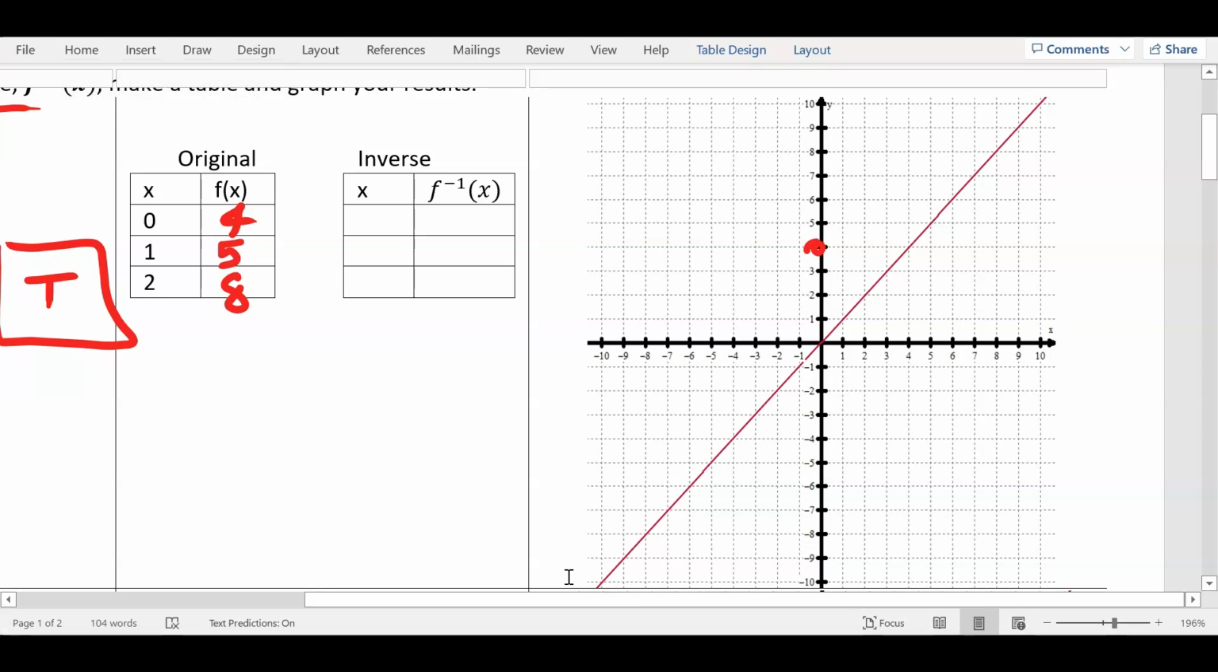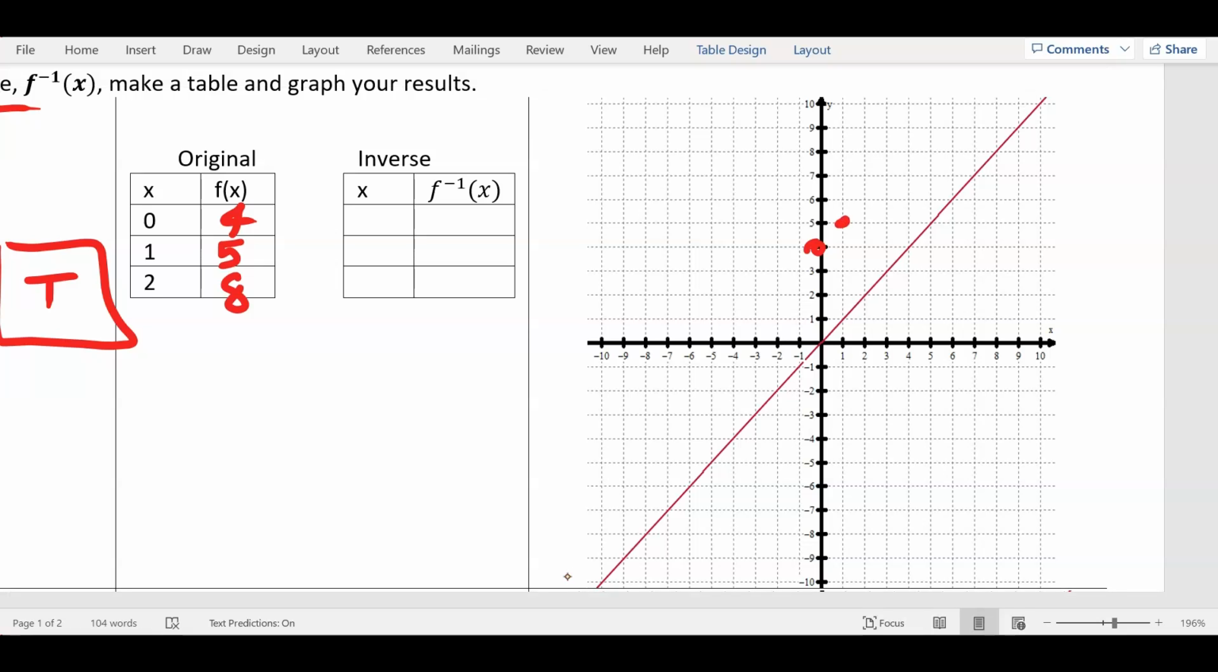All right, so 1, 5, put a point there. And then 2, 8, put a point there. Does everyone have those 3 points? They're not in a straight line. They are a curve of half of a quadratic parabola. So here's what you're going to do. Start here, curve it, and then put a little arrow.